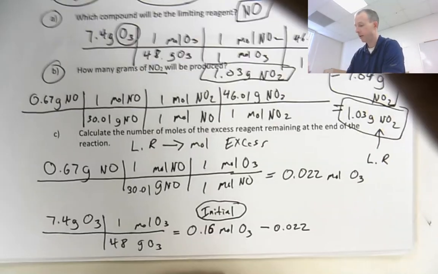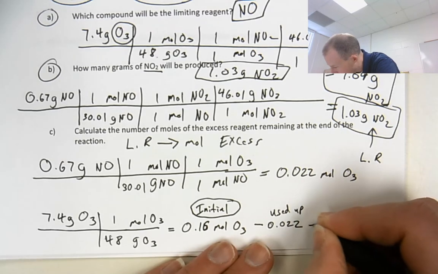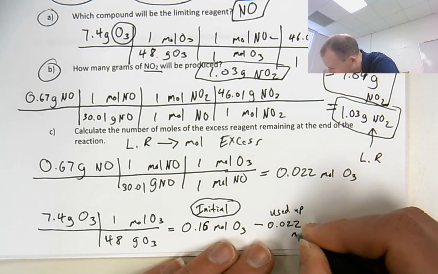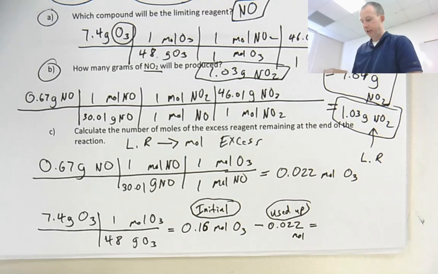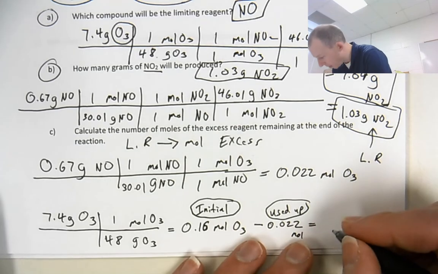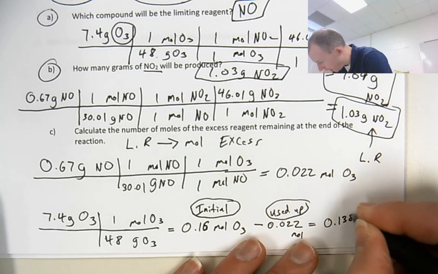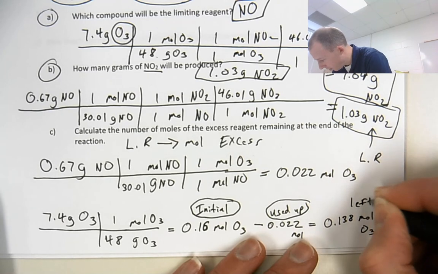That's how much is used up. And then we're going to find out how much is left over. So we'll do 0.16 minus 0.022. So we end up with 0.138 moles of O3 left over.